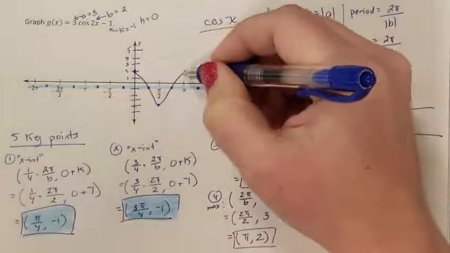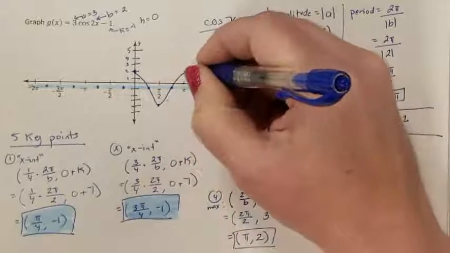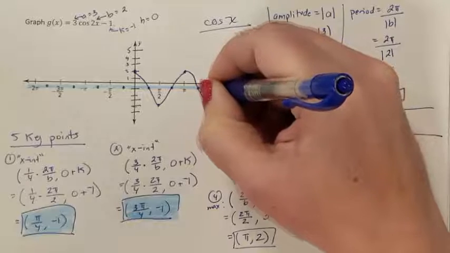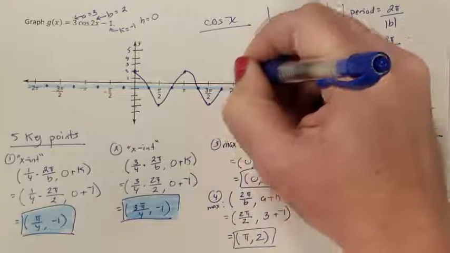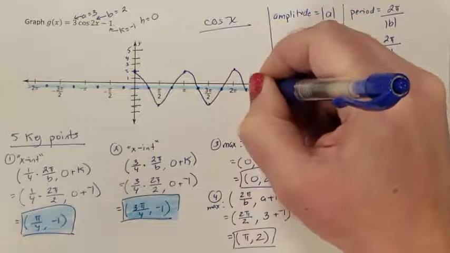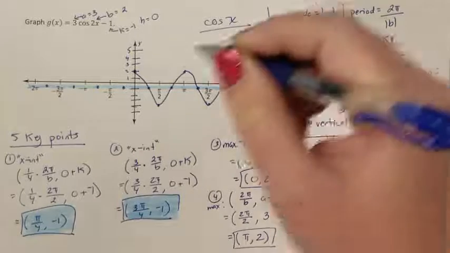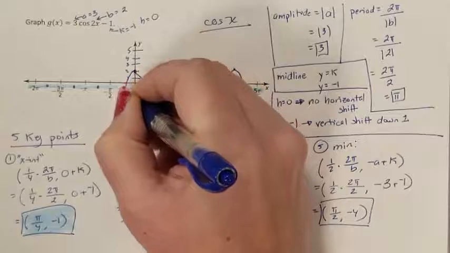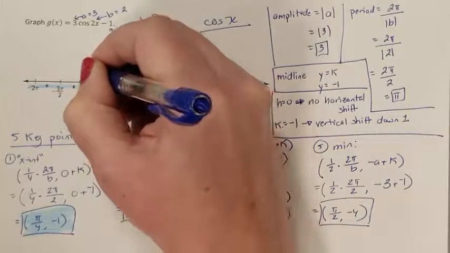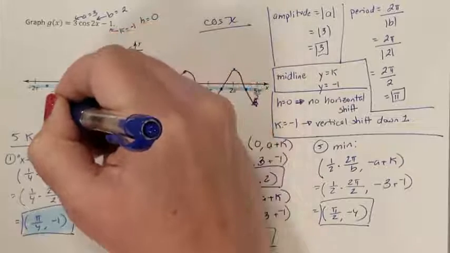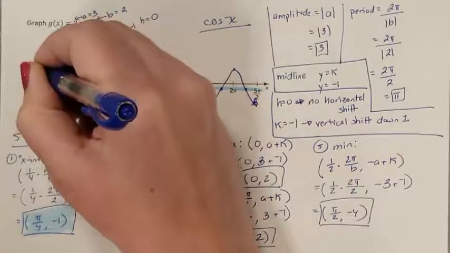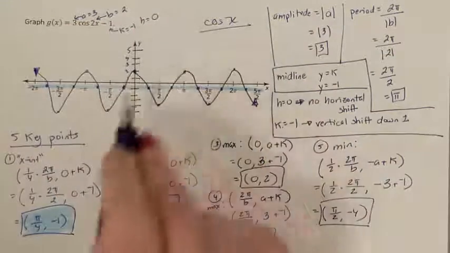So I know I went as high as 2 and I went as low as negative 4. So after the 2, I got to go back down to my negative 4, and then I got to go back up to my 2, down to my negative 4, and that's the end of the graph. The other direction. I'm already at the 2. So now I got to go down to my negative 4, go back up to my 2, down to my negative 4, back up to my 2. So there is my cosine function.